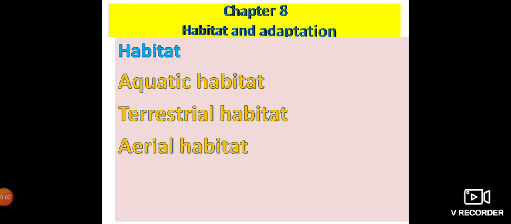Today, we can start our last chapter, chapter 8, Habitat and Adaptation. So, in this lesson, we are going to learn how plants and animals are suited to live in the different conditions of the atmosphere.